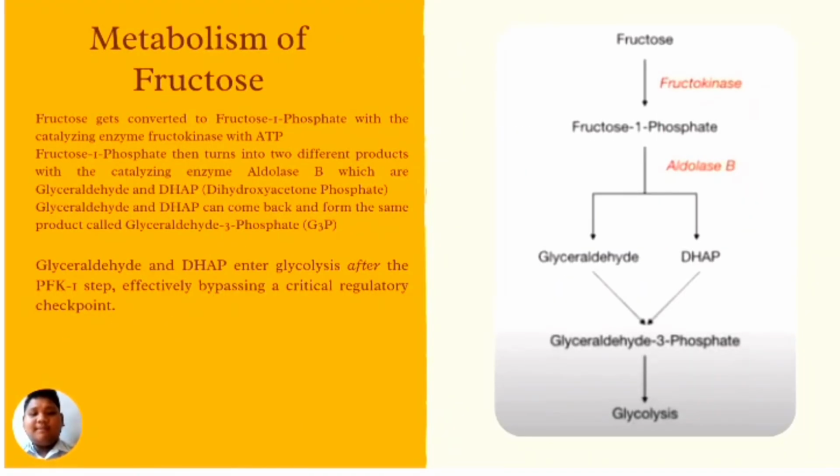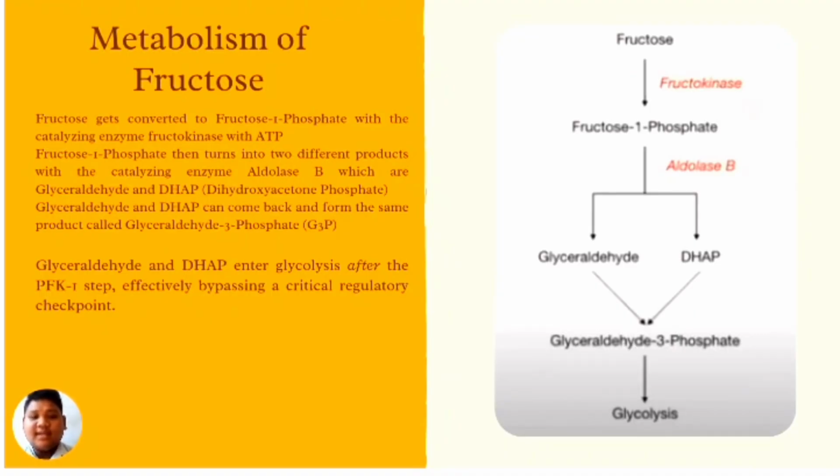Let us talk about the hepatic metabolism of fructose. Fructose gets converted to fructose 1-phosphate with the catalyzing enzyme fructokinase with ATP. Fructose 1-phosphate then turns into two different products with the catalyzing enzyme aldolase B, which are glyceraldehyde and DHAP, otherwise known as dihydroxyacetone phosphate. Glyceraldehyde and DHAP can come back and form the same product called glyceraldehyde 3-phosphate, or G3P. G3P is also one of the entryways into glycolysis.